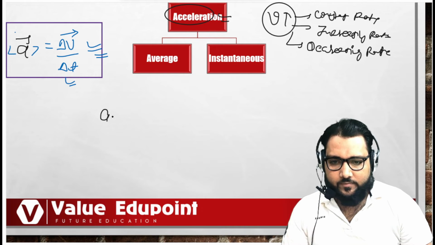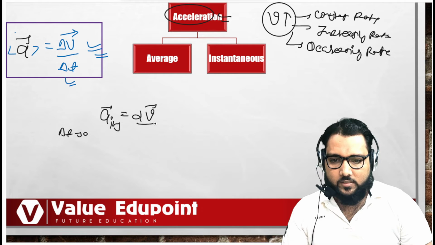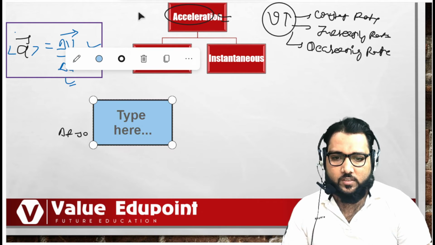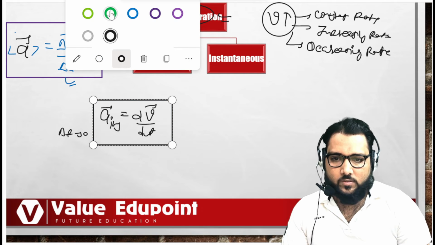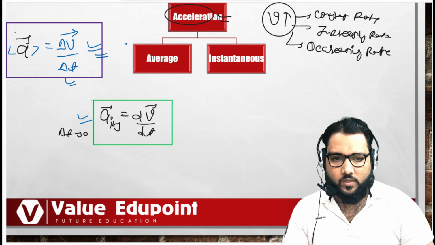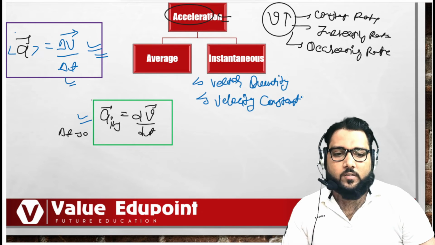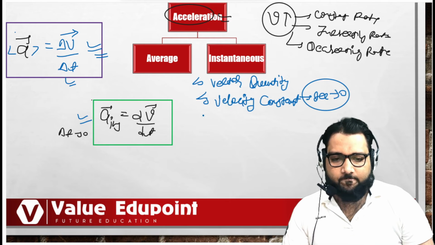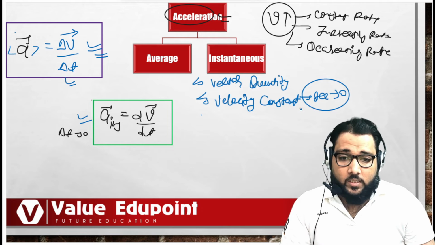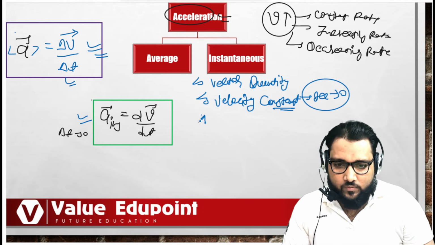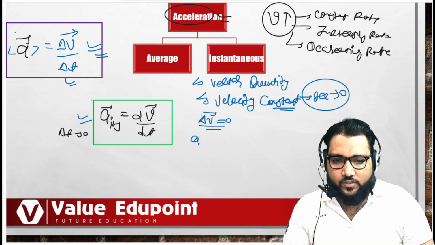And again, for instantaneous acceleration, when delta t tends to zero, it is dv by dt. We will use these formulas in numerical problems, or using differentiation. Very important concept, remember these two formulas. Again, acceleration is a vector quantity. When velocity is constant, the acceleration will be zero, because delta v tends to zero.